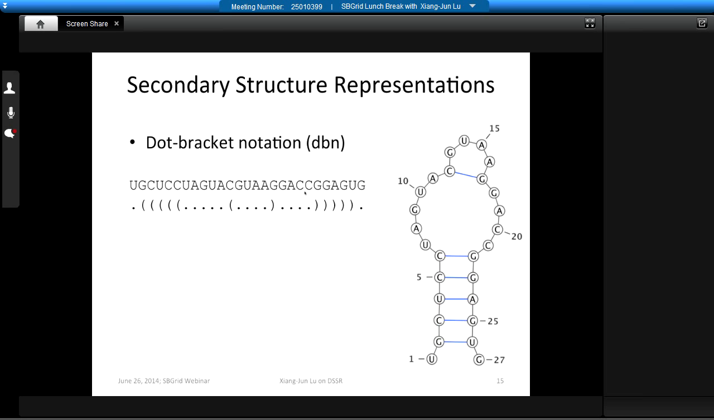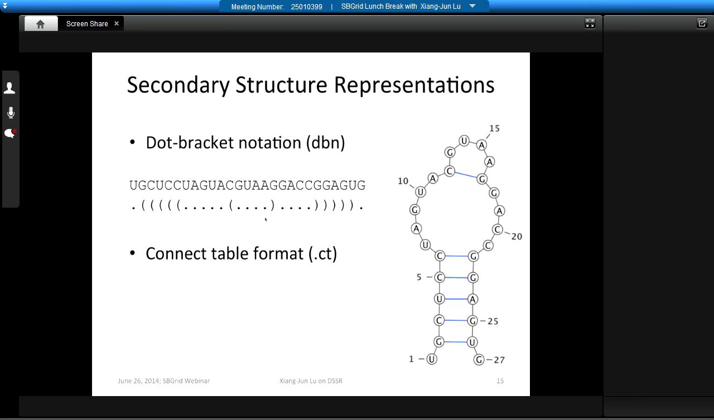And the secondary structure in the literature can be represented by different representations. A very compact one is called dot-bracket notation. Shown here is a 27-nucleotide RNA. On the right-hand side is the secondary structure. You can see that there is a stem, an internal loop and a hairpin loop. Non-paired nucleotides are represented by dots. Base pairs are defined by matched parentheses. Just for this one, there is no crossing, so this is a simple one.